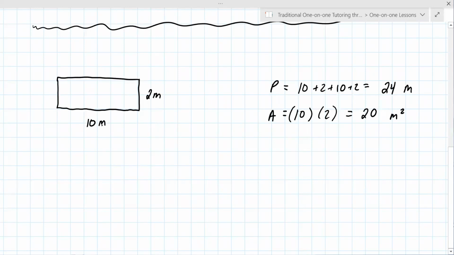So this is going to be in the 10th grade geometry class. Yes. Is there going to be positives and negatives? Not in these types of problems.